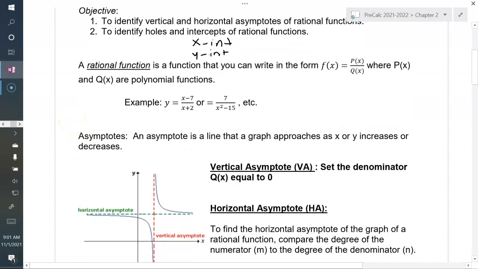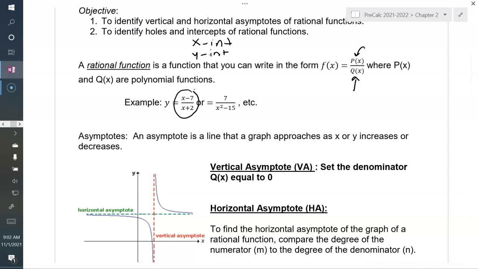Well, in short, it's a function that can be written like a fraction, where you might have a polynomial in the numerator and another one in the denominator. And here's an example, x minus 7 over x plus 2. That's a rational function. Same thing with 7 over x squared minus 15.